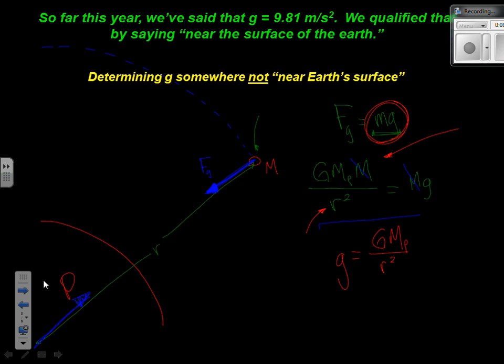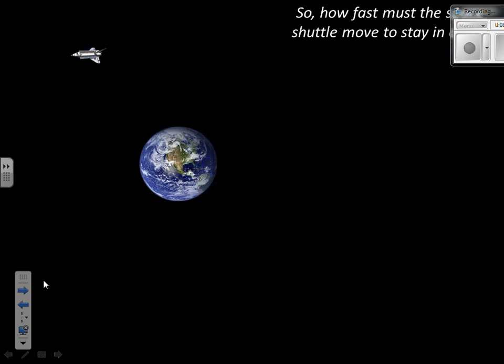Okay, that's an expression for g at any location, in this case, not on the surface of a planet, but at some distance r from its center. That's okay? Now, here's our space shuttle moving in a nice circular orbit. Will it keep going?